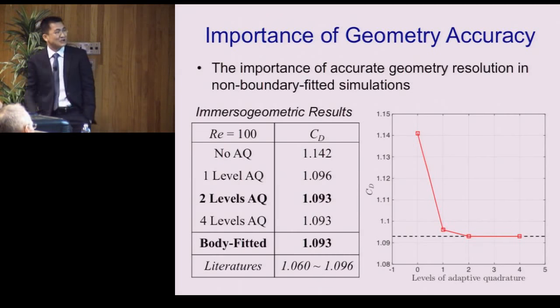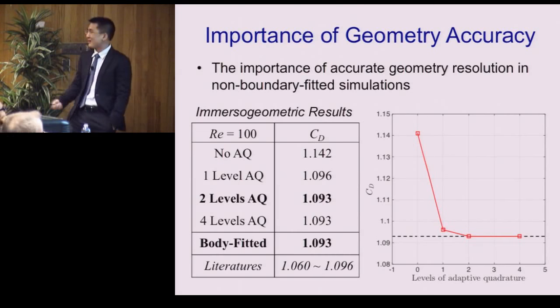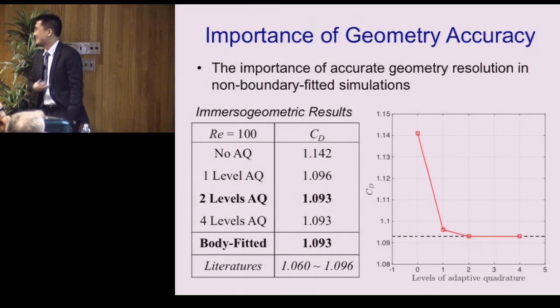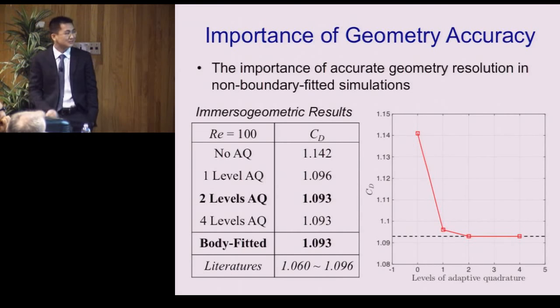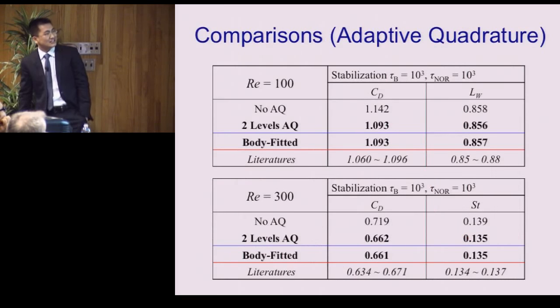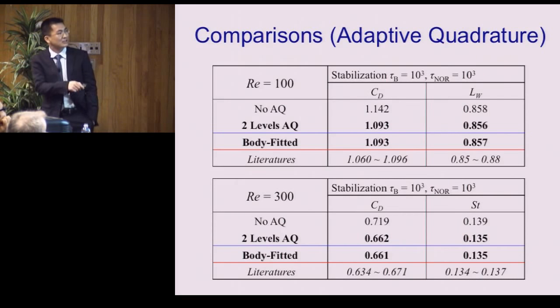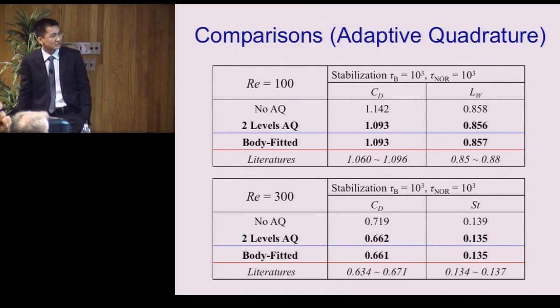Well, at least in the literature we looked into, there was no analytical solution for this. All right. So also for a Reynolds number a little bit higher, we get a very similar conclusion: with adaptive quadrature we get a much better result compared with the boundary fitted case.